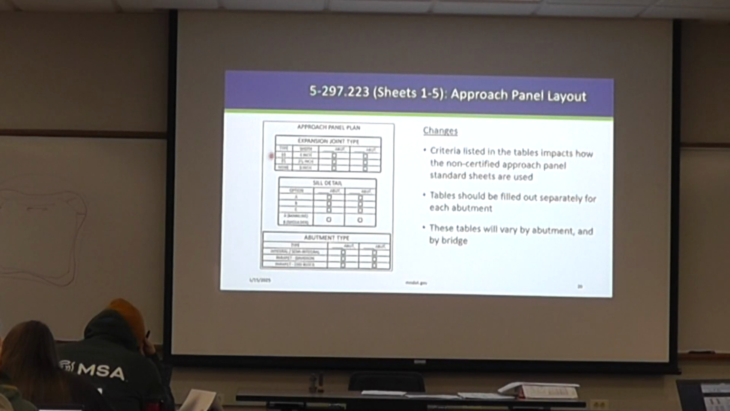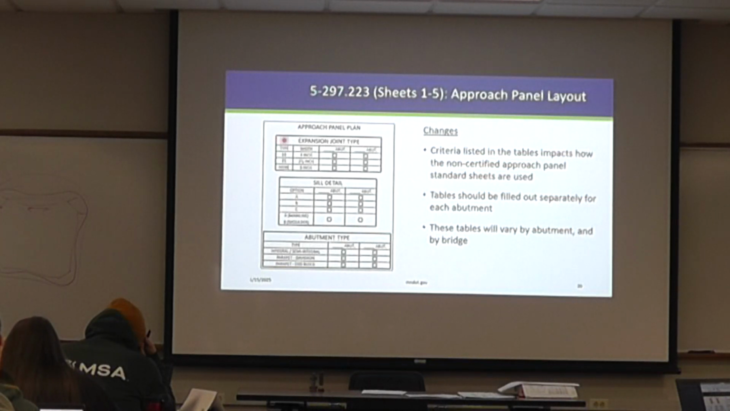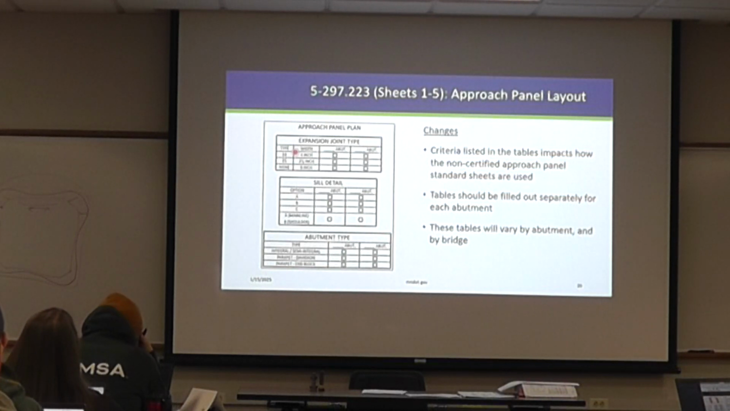So here's the table I was alluding to that I zoomed in on, and the roadway designer is going to go in here and sign this sheet and say what sort of expansion joint type they have. So it's an E8, E5, or none. And we also call them saying what that width is. And then they'll indicate which abutment it applies to.